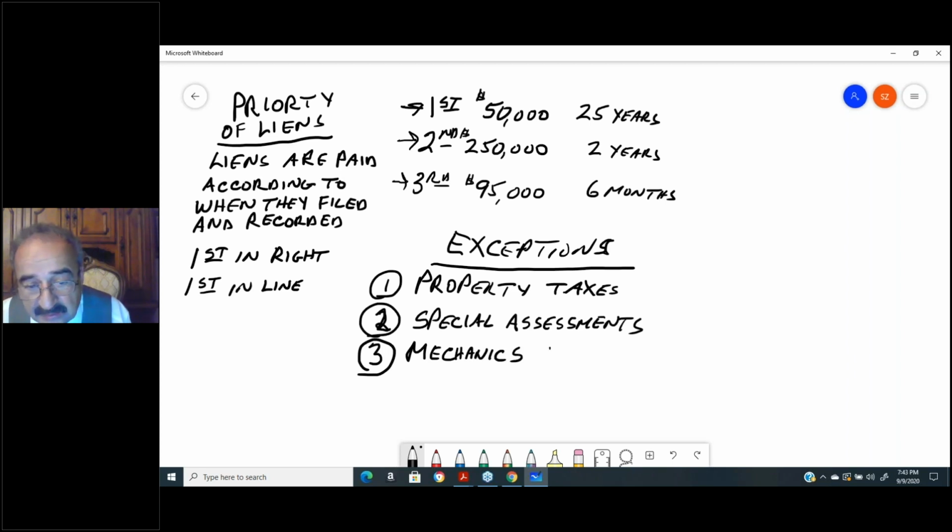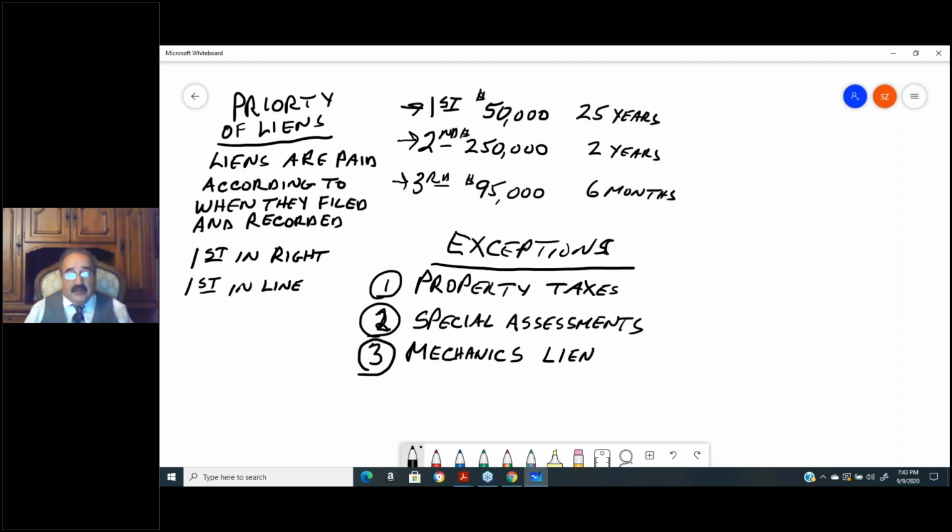A mechanics lien is a contractor's lien. You hire a contractor to do some work on your home. You don't pay them, they're going to file a mechanics lien, which can force the sale of your property. So what I do want you to know, priority of liens. Liens are going to be paid according to when they're filed or recorded. First in right, first in line.